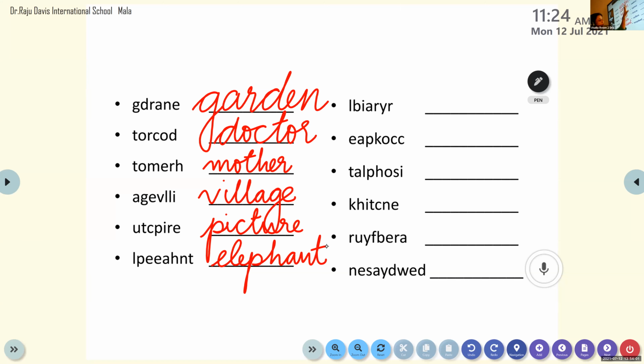Now let's move on to the next set of words. I hope all of you have finished till here. Now let's move on to the next set of words. Yes, Arati, come on, Arati. Yes, ma'am. Yes, come on.